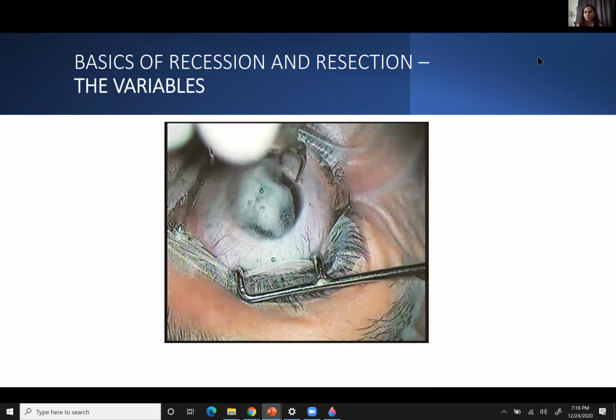How many of you have actually seen squint surgeries? Could you just say yes, yes, yes, or something like that on the chat box so that I know how many of you have seen and how detailed I need to explain?